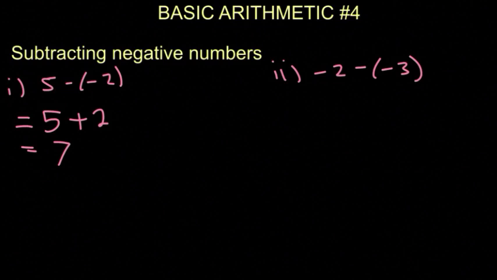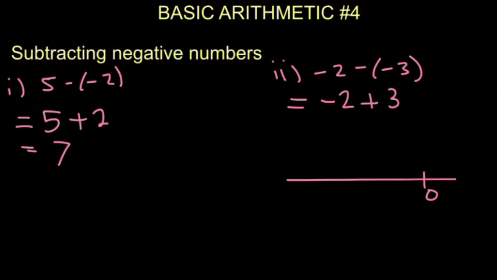Alright, so for the second example, minus 2 minus minus 3, well, first of all, let's think about this. It's going to be minus 2 and it'll be plus 3 because subtracting a negative is the same as adding a positive. Now if we draw a quick little number line, a 0, we know that the negative 2 is off to the left here. So we'll put in the negative 2 and there's going to be adding 3. So that will take us up to 1. So minus 2 plus 3 equals 1.